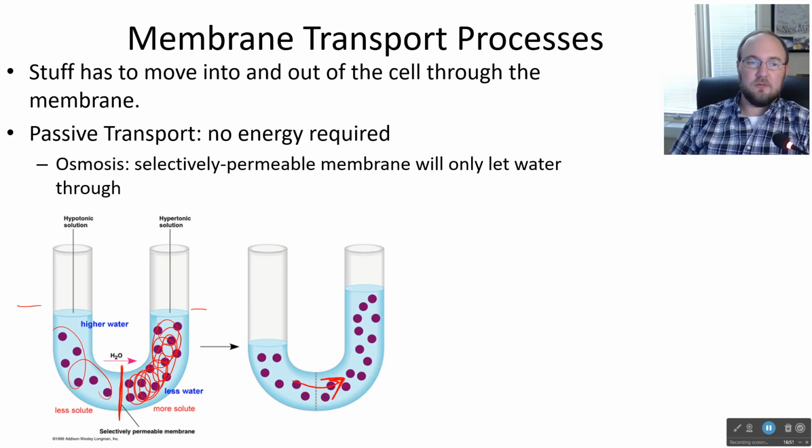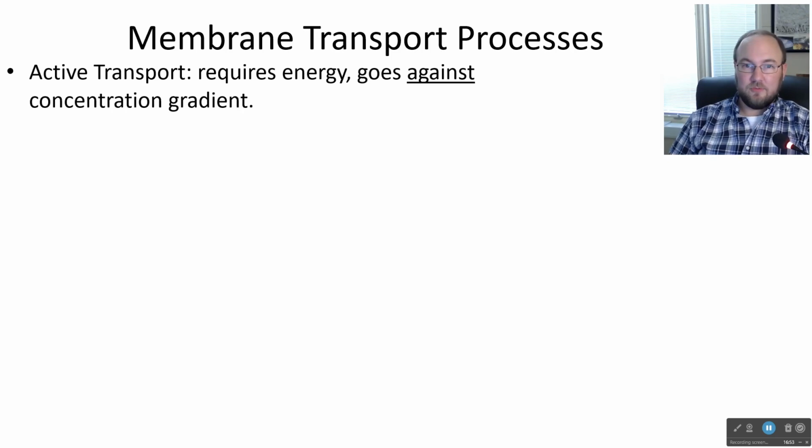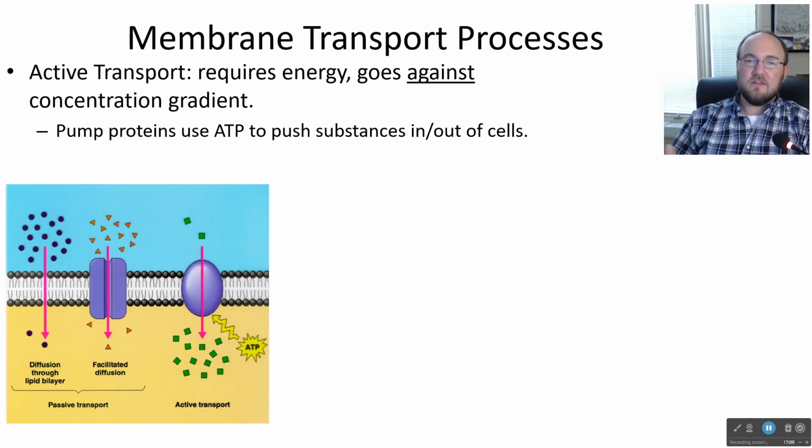I also need to tell you about active transport at the membrane. Active transport mechanisms need energy. They're active. We're using ATP because we are trying to move a substance in the direction that it does not want to go, against its concentration gradient. In this case, we don't use channels anymore. We use pump proteins that use ATP to push substances into or out of cells.